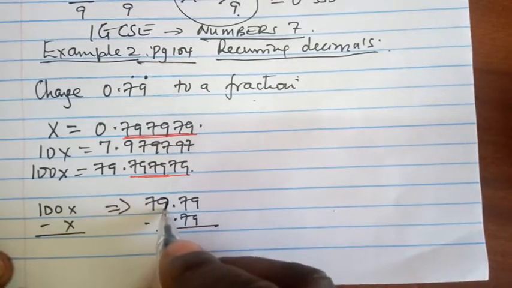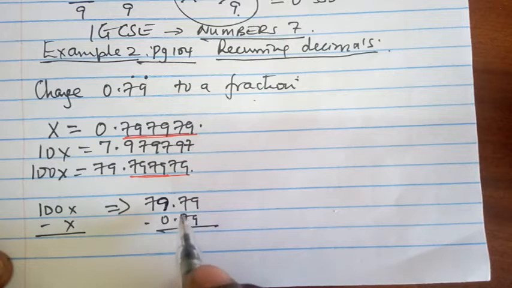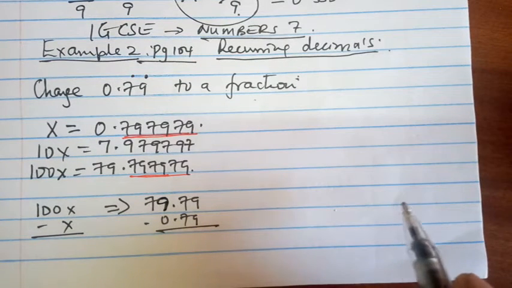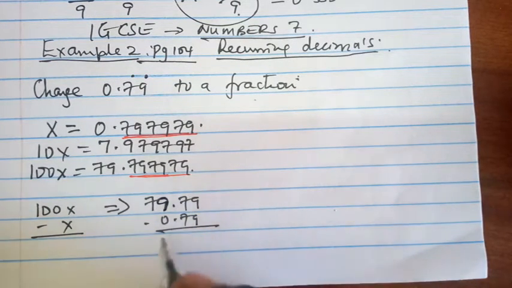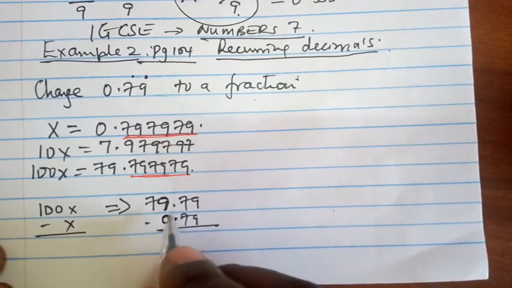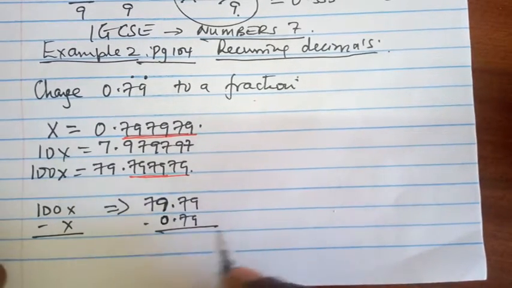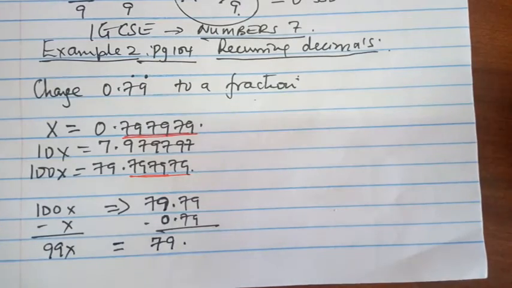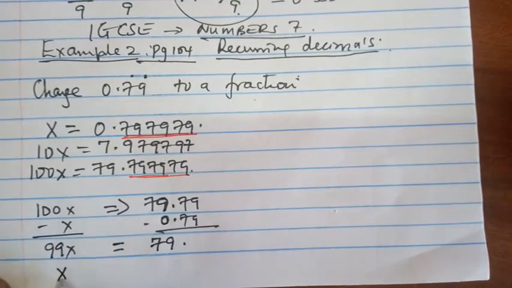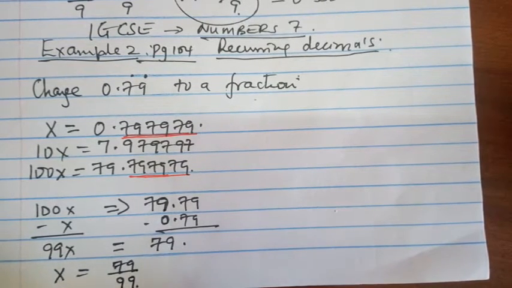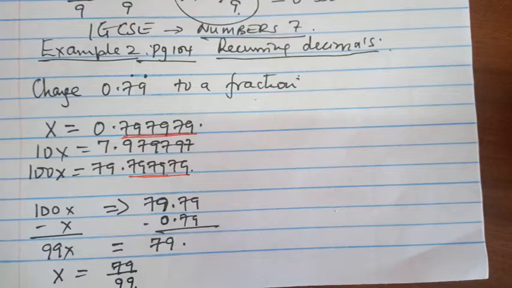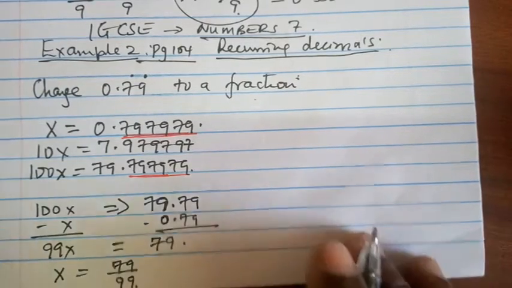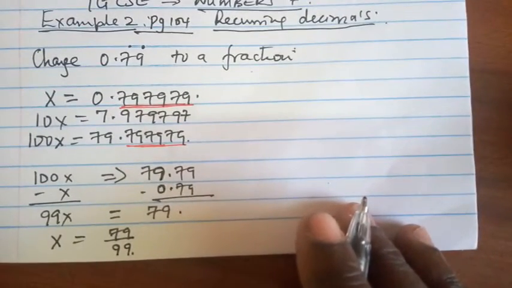Now that we know that, we may not even want to bring any part of the decimal point on board, but for practicability, it is important that we understand exactly what is happening. This is 99x, which is equivalent to 79. And if you want to make x the subject of the formula, x is simply 79 over 99. You can simplify further if you can, but if you cannot, then you may leave your answer that way.